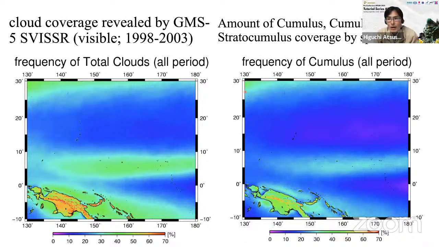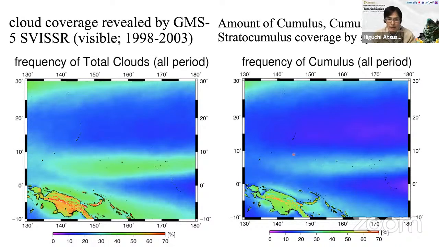This is one example, the whole area and whole period of GMS5, showing the cloud coverage detected by the visible. Here are the tropics and subtropical areas, and you can see that ITCZ shows high cloud detections. Over land, orographic cloud can be captured. On the other hand, this figure shows relatively lower cloud amount compared with all cloud.